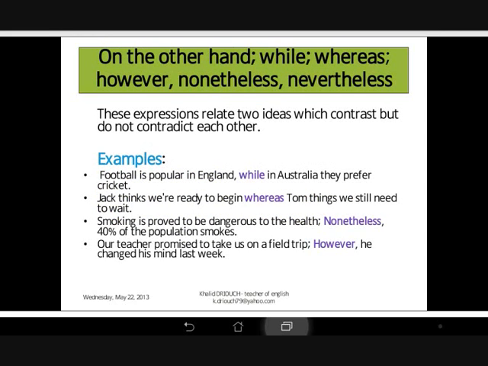On the other hand, while, whereas, however, nonetheless, nevertheless. These expressions relate to ideas which contrast but do not contradict each other. That means we always have two ideas that are different, that are contrasted, kind of opposite to each other, but they don't contradict.